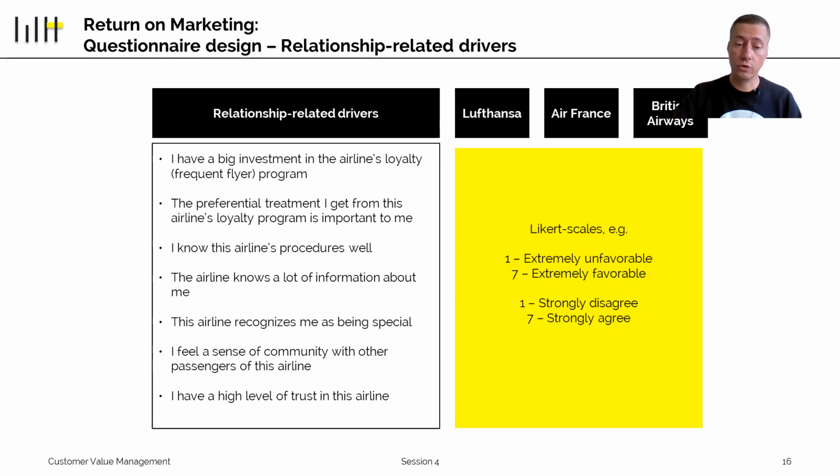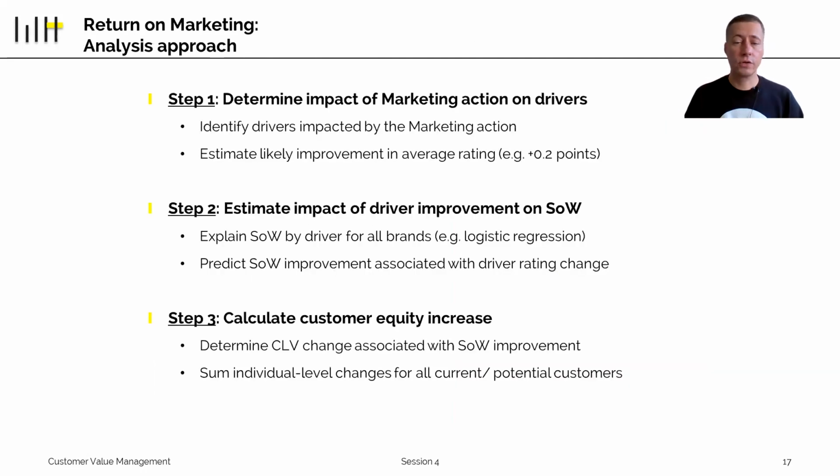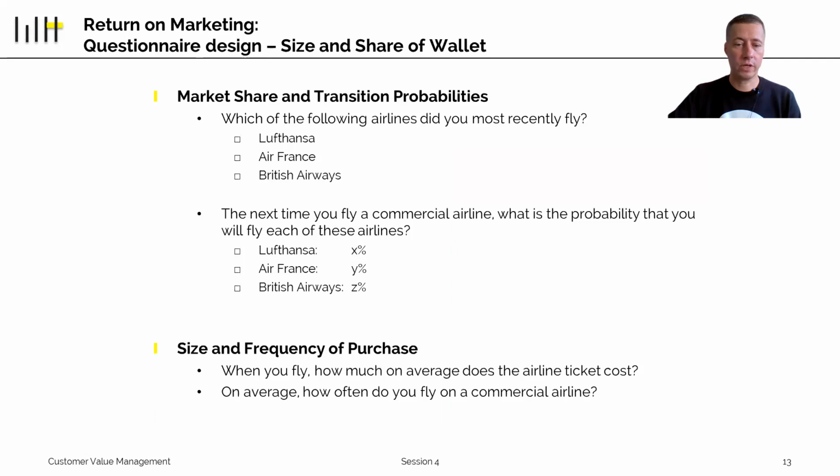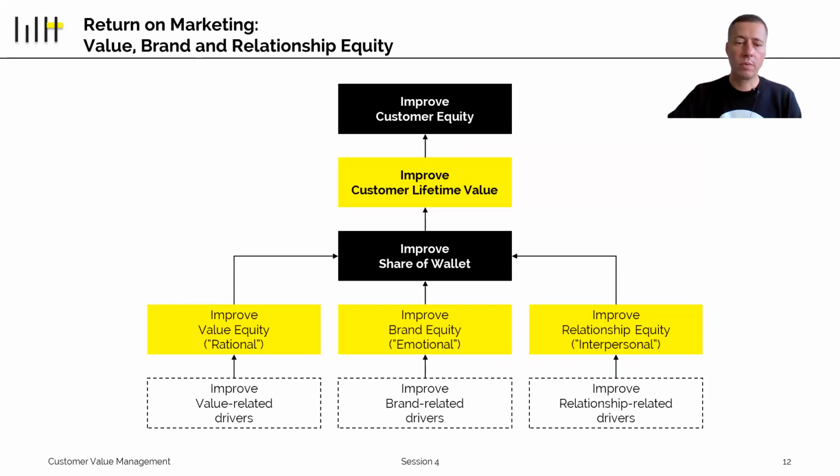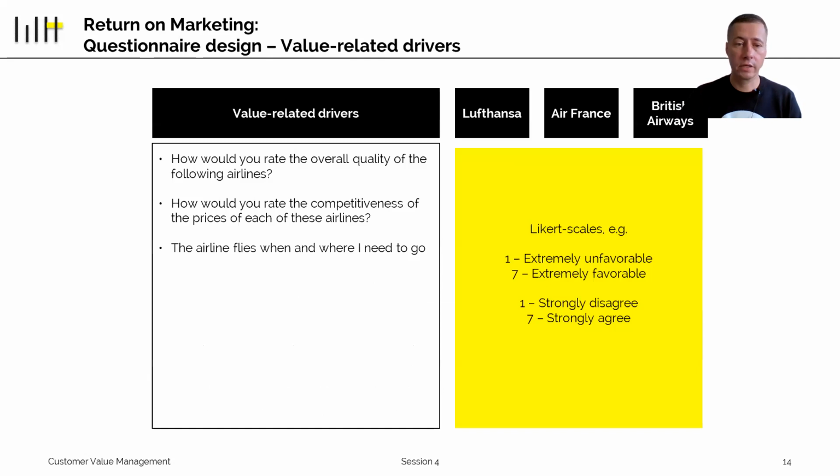And the process that you're doing is the following. First, you need to understand for the specific marketing action you want to analyze, how it impacts the different drivers. For example, go back to the initial example. We want to invest $100 million in an improvement of our seats. Go back to the framework here. Seats are probably value-related drivers. There's no reason why an improvement of seats would change brand or relationship equity. So we go to the value-related drivers.